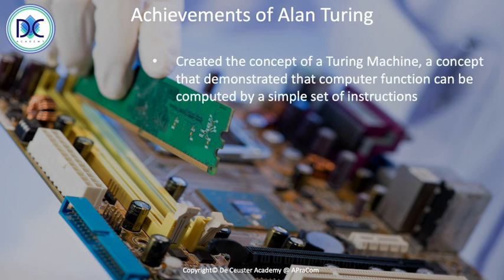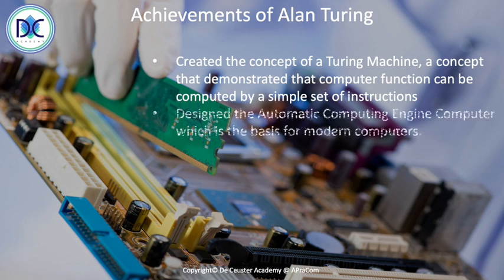One of the first things I want to talk about, when I look at the achievements of Alan Turing, is that he created the concept of a Turing machine. The Turing machine is in fact a concept that demonstrates that computer functions can be computed by a simple set of instructions. And we talk today about a Turing machine. We use that term in many cases, and we refer to a complete computer as a complete Turing machine. It's used a lot in computer science.